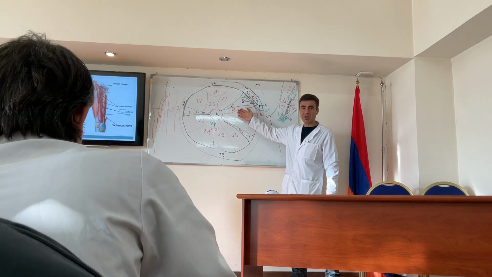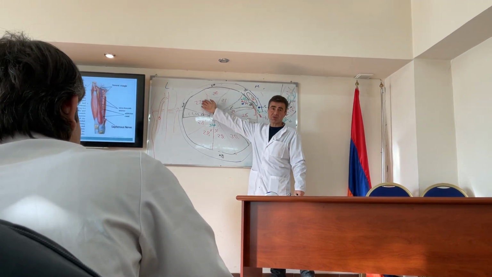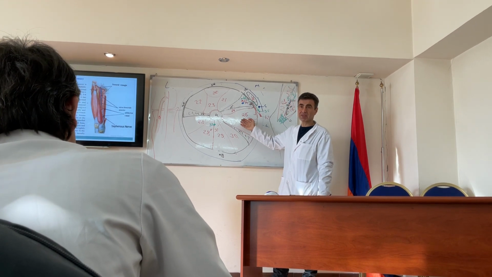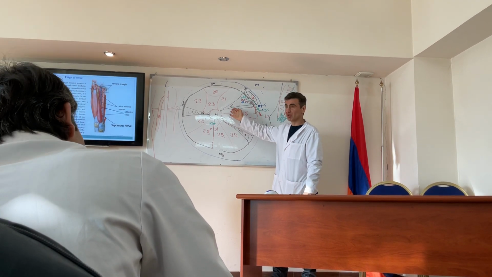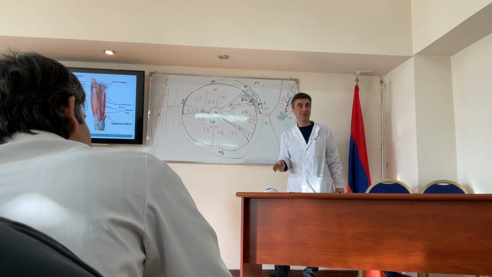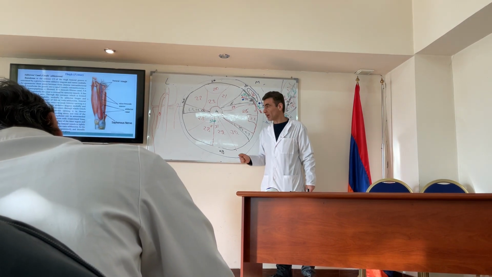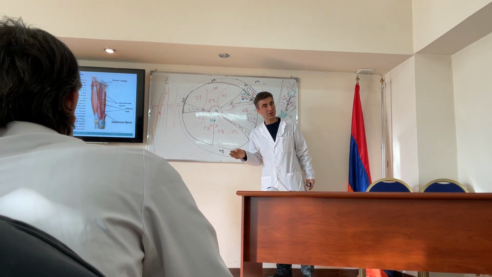Let's say here also muscles. In the first space, absolutely the same muscles. In the second space, one muscle is absent: 25 is absent, 24, 26, 27. And in the posterior, as I say, everything is the same as in the previous picture.